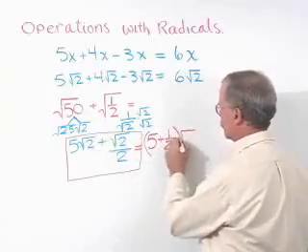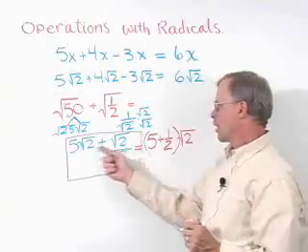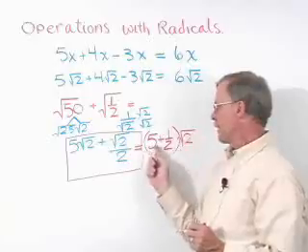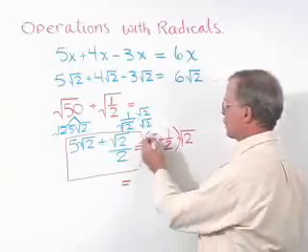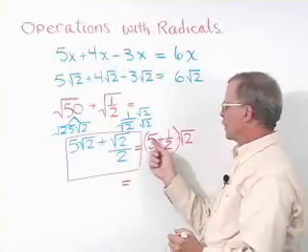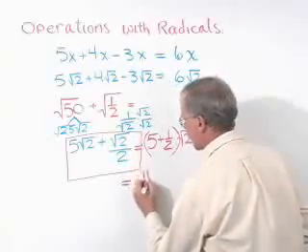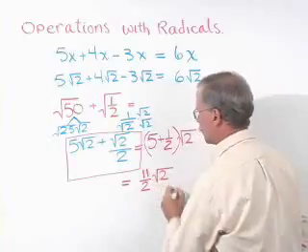radical 2. I did that using the distributive property in reverse. I factored out the square root of 2, leaving behind the 5 and the 1/2. So what we have now is, probably don't want to write that as a mixed number, so we have 10 halves plus 1/2 is 11 halves radical 2.